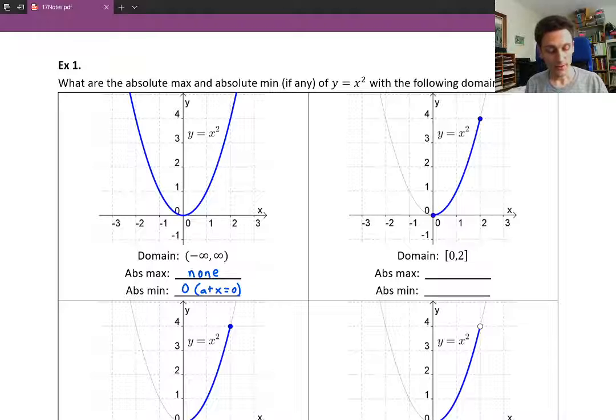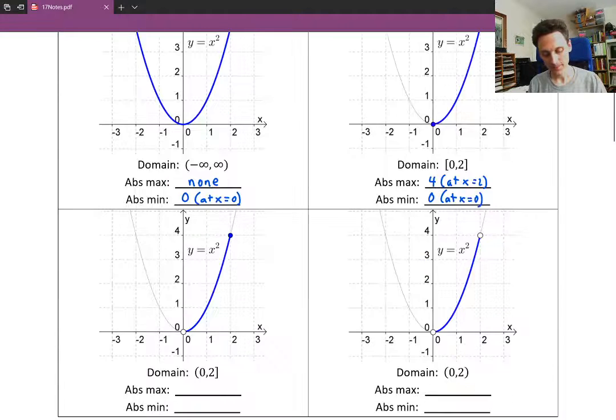Let's look at the domain of 0 to 2, including 0 and including 2. What's the absolute max value there? If you said 4, which happens at x equals 2, then that's correct. The highest y value that we see is 4, and it happens at x equals 2. What about the absolute min? If you said 0, that's correct. And it happens at x equals 0. That's the old absolute min that we saw with the other domain.